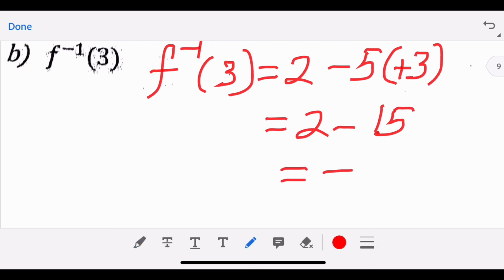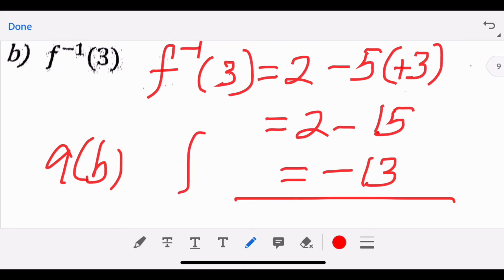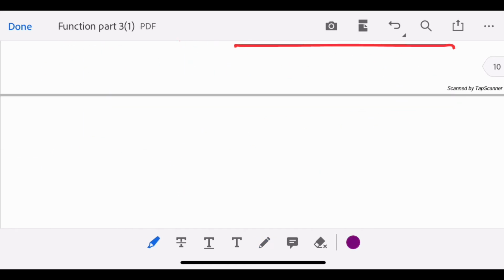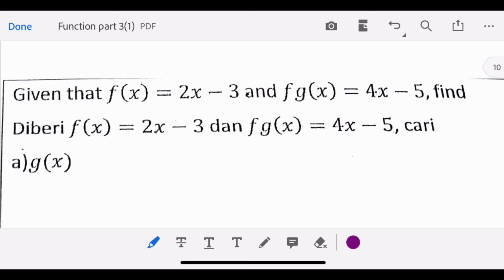Sometimes we actually make mistakes on the easy questions. We always take easy things for granted sometimes. Like me, always take easy things for granted. So we have solved number 9b. So always write like this. Settle. Now we will proceed to the next question, which is number 10.